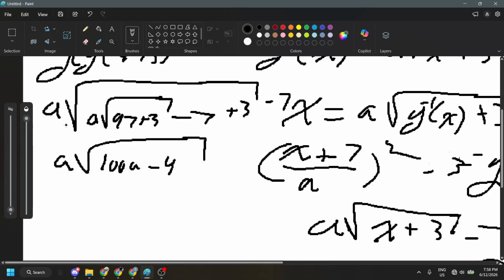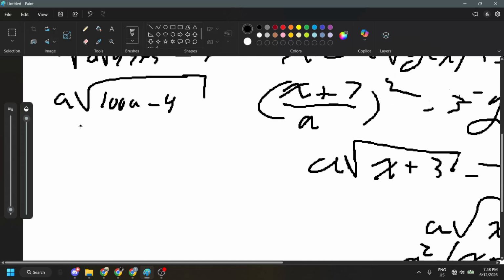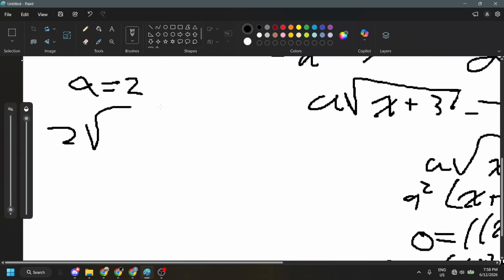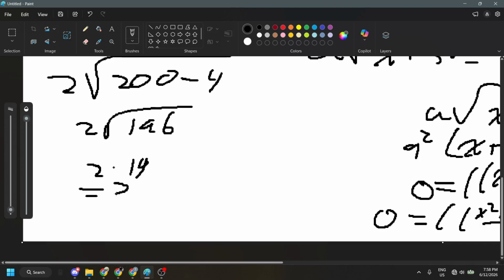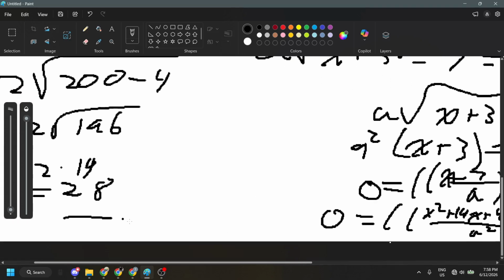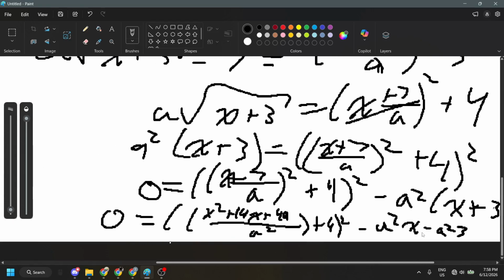196 is 14 squared, I think. 14 squared is 100 plus 80 plus 16, so I'm just going to guess that a is equal to 2, so we have 2 root 200 minus 4, 2 root 196, 2 times 14 is equal to 28. So if it gets 28, that could be a viable answer.